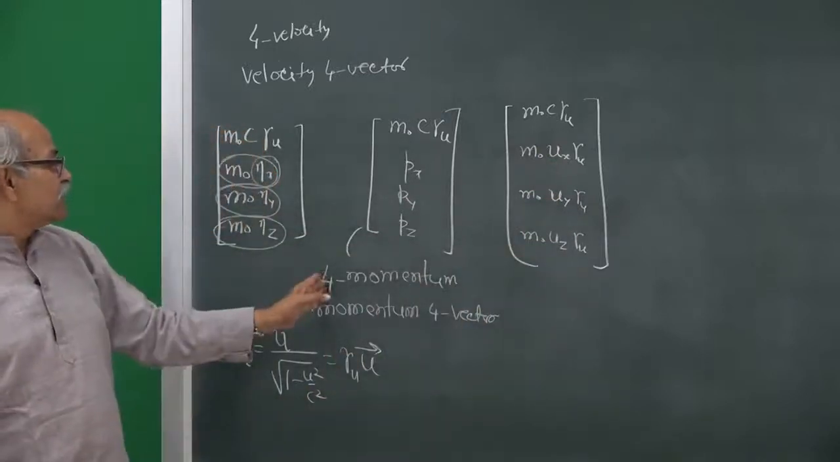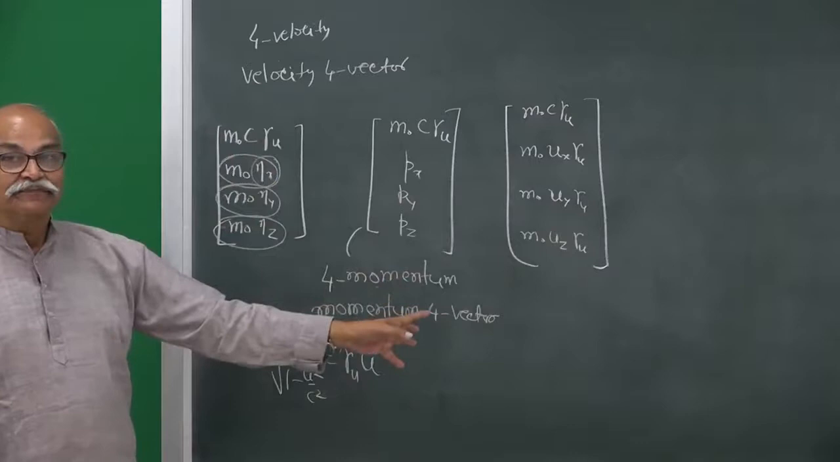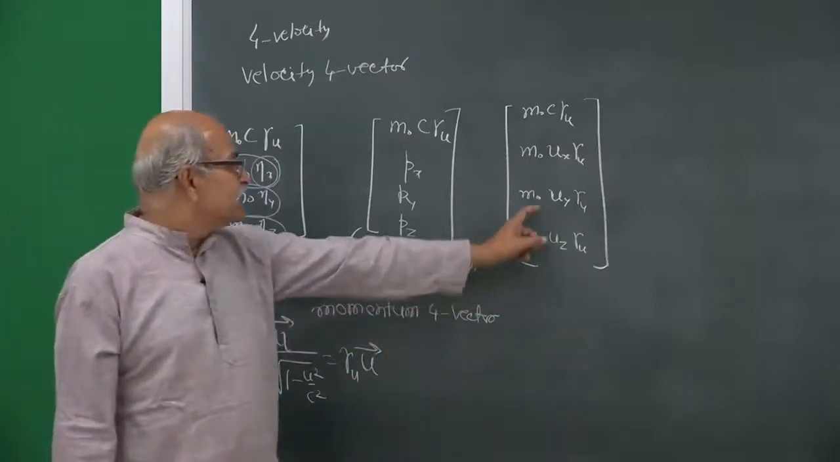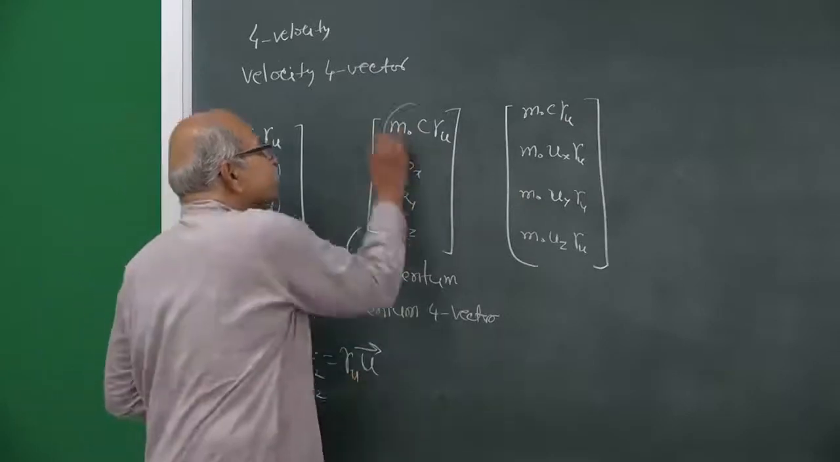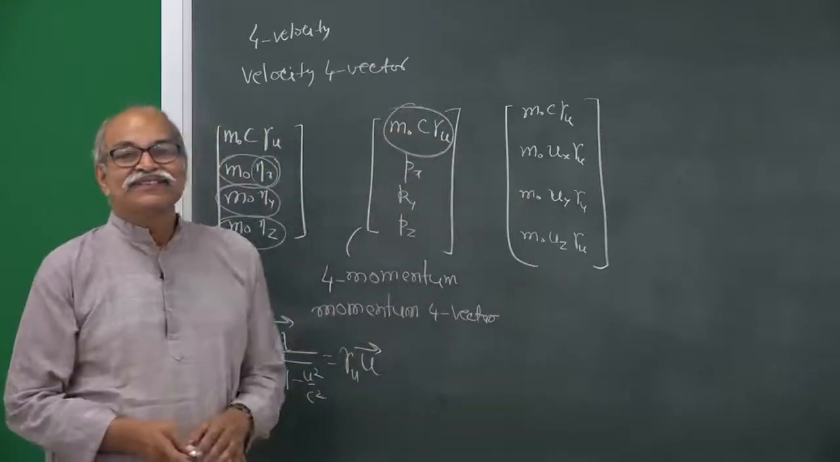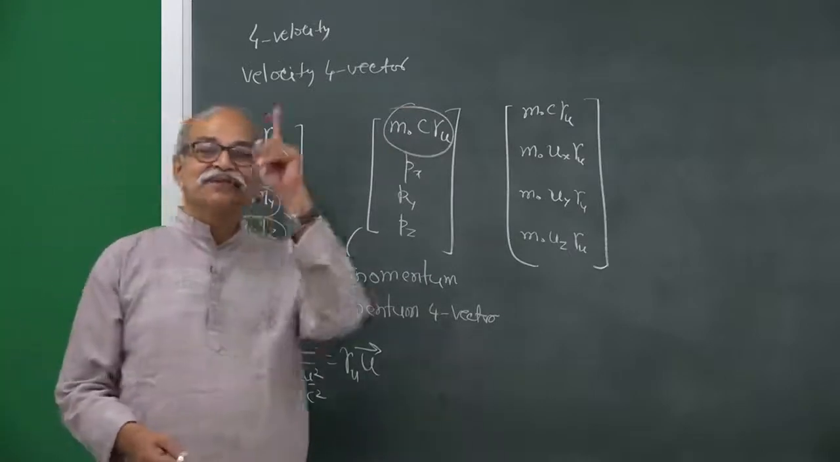So, this is our 4 momentum vector. These 3 quantities you know, px, py, pz, these are the momentum components. What is this quantity? That we will talk about in the next lecture.